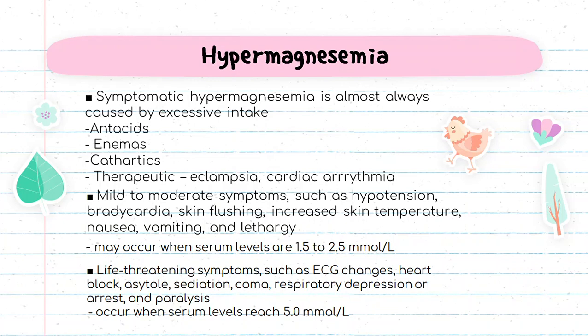Mild to moderate symptoms such as hypotension, bradycardia, skin flushing, increased skin temperature, nausea, vomiting, and lethargy may occur when serum levels are 1.5 to 2.5 millimole per liter. Life-threatening symptoms such as ECG changes, heart block, sedation, coma, respiratory depression or arrest, and paralysis occur when serum levels reach 5.0 millimole per liter.